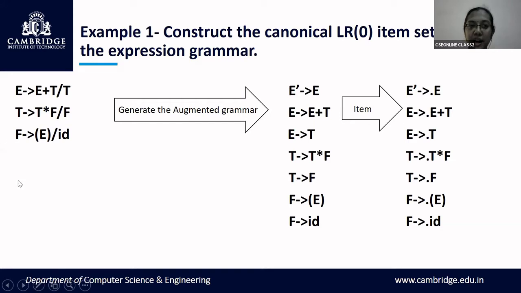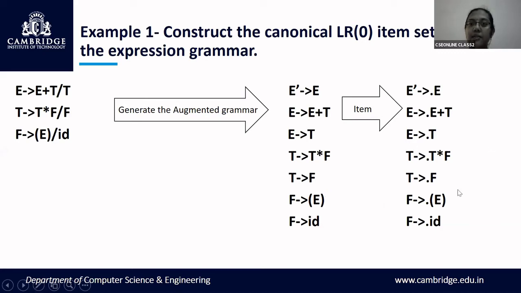You'll be given a context-free grammar. Check if the grammar is ambiguous or not. If it is ambiguous, eliminate the ambiguity. Then add a production rule for the augmented grammar. Augmented grammar brings the start symbol onto the right hand side, so that the parser will come to know that it has parsed all the symbols of the grammar. What is the augmented production rule that we have added? E dash derives E. And from this augmented grammar, generate the item set, the canonical item set.